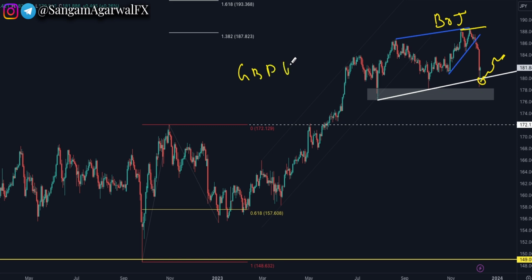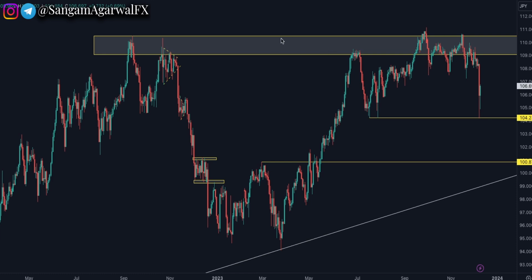If it keeps going down and the BOJ gives a hawkish signal, then this pair will go down. And after retracement, this trend line will break out. And if that happens, we will sell during the breakout and after the breakout when this trend line retests. But first, the next big support will be 172.